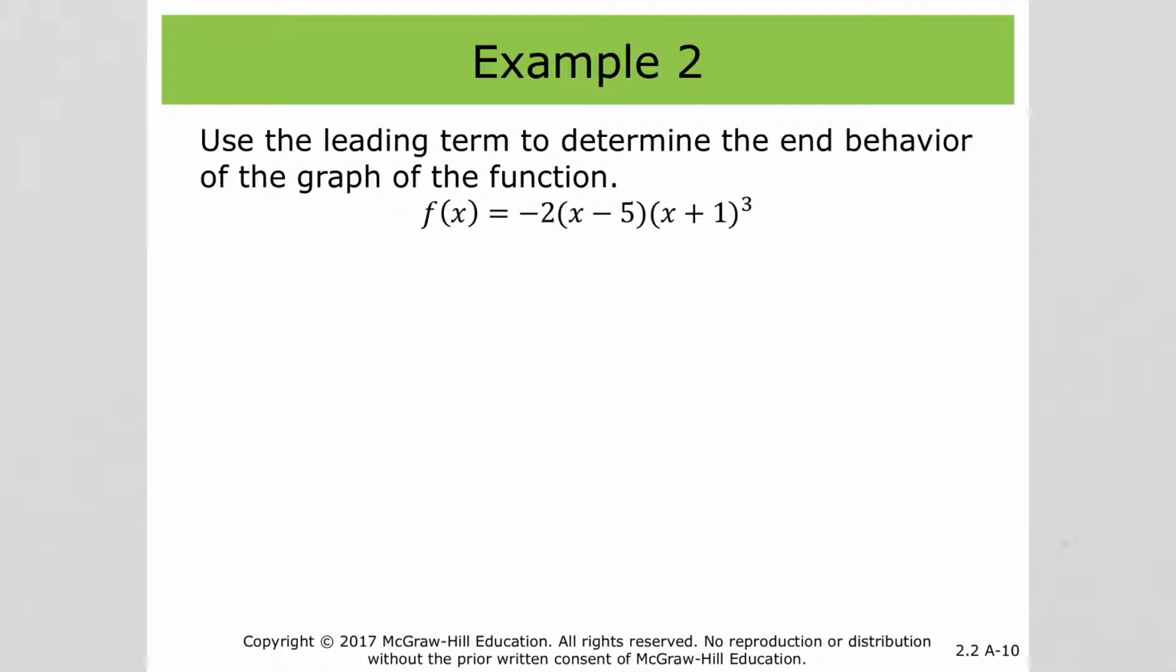For example 2, we don't have to multiply this all out because we've got a degree here that's 3 and we know that there's a degree here that's 1. So that means our degree is 4, 3 plus 1, which means we have an even degree. And a, the number in front, is negative.